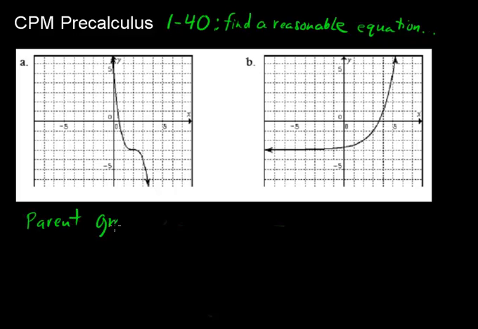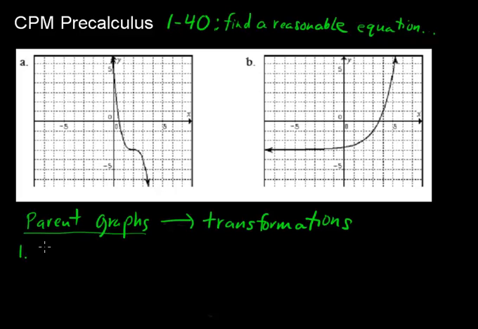We kind of talked about how we all have parents, and parents give birth to children. Well, parent graphs go through transformations, and new graphs are created. I believe there are 6 main parent graphs in general, and so far we have looked at 6 of them. Out of the 12, we've done half.